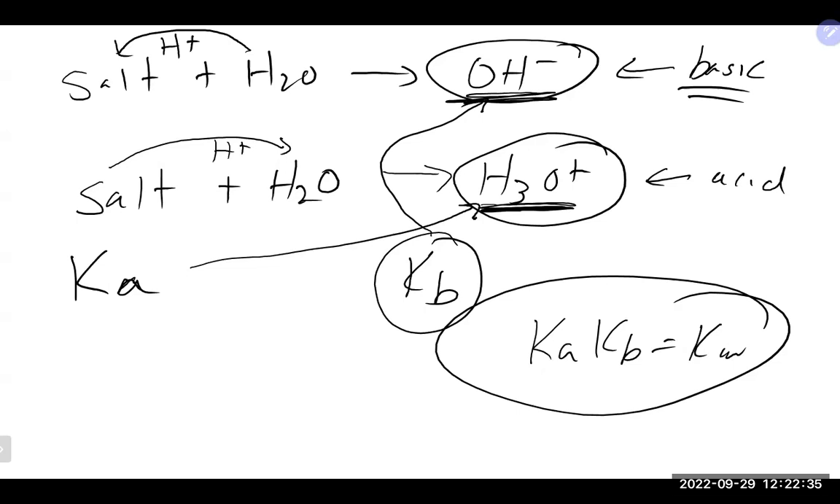So being able to write the equations properly and understanding that if you see hydroxide on the product side, that's a base situation, so Kb should be used, or if you see H3O plus on the product side, that is a Ka situation, or an acid situation. We'll go very long in doing these things correctly.